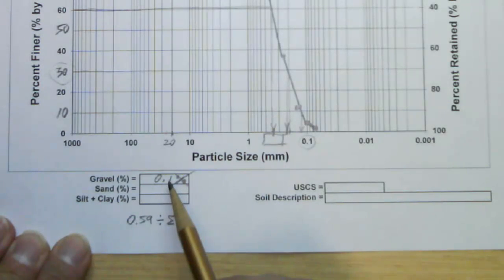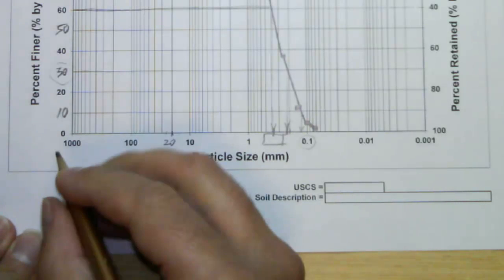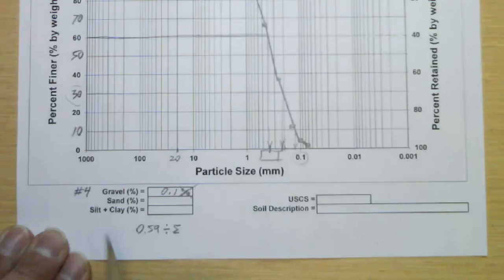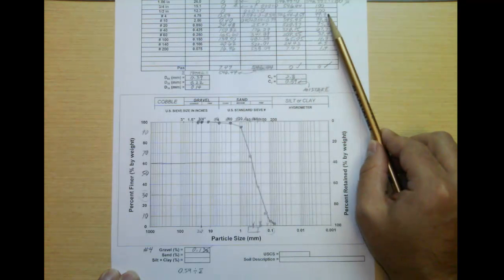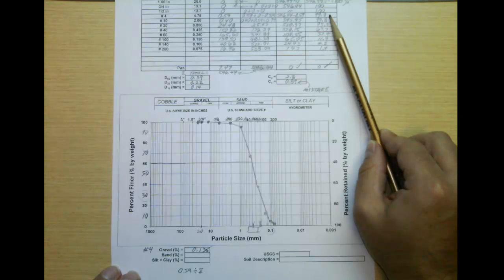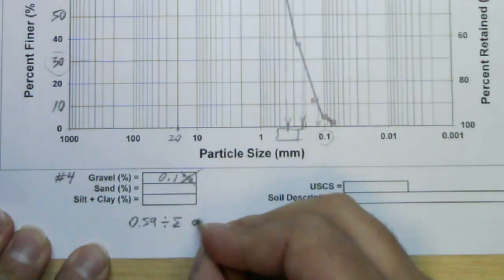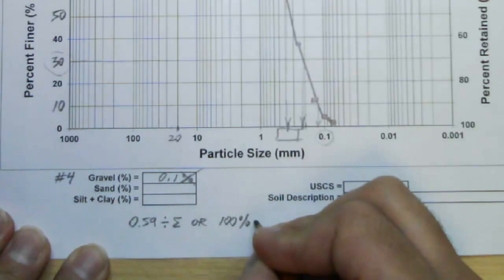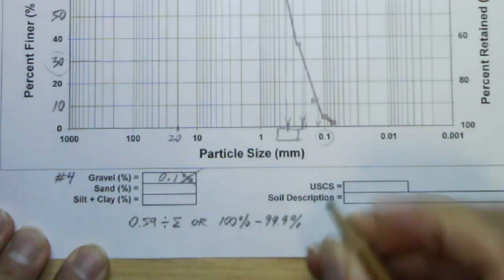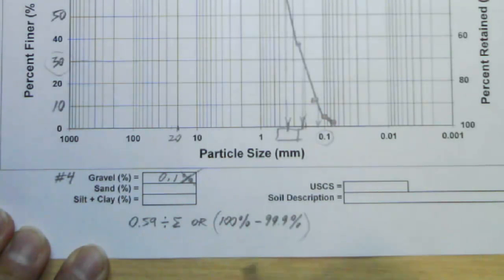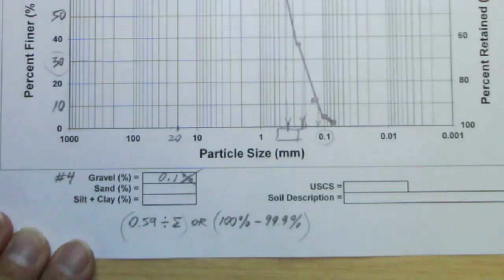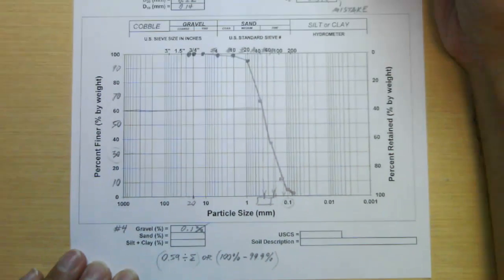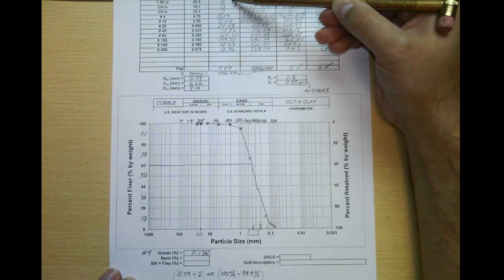Now, another way that you could do this too is as follows. Since we're looking at everything that's included up to and including the number 4 sieve, we could go to the number 4 sieve and see how much of this is passing percentage-wise. The percent retained is simply 100% minus that value. So another way is 100% minus 99.9% gives us that value. Okay, so there are a couple of ways that you can figure out the percent gravel. Again, the percent gravel is the percent of the material that is retained up to and including the number 4 sieve.